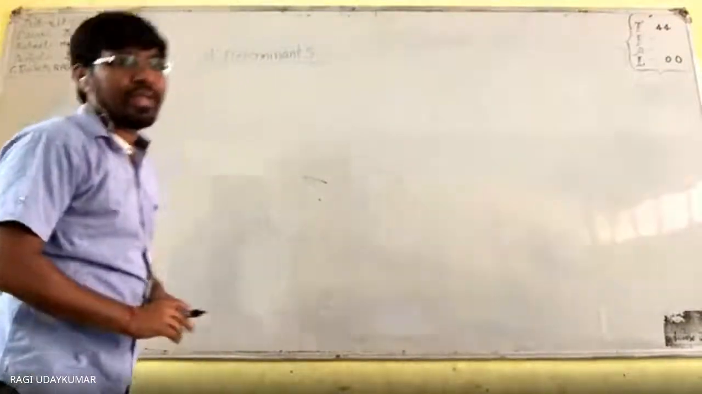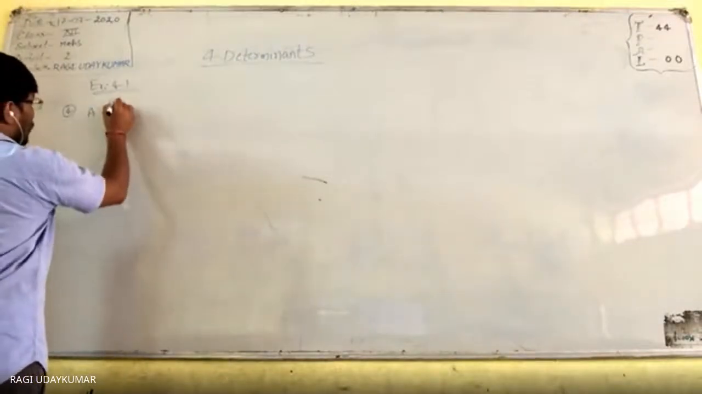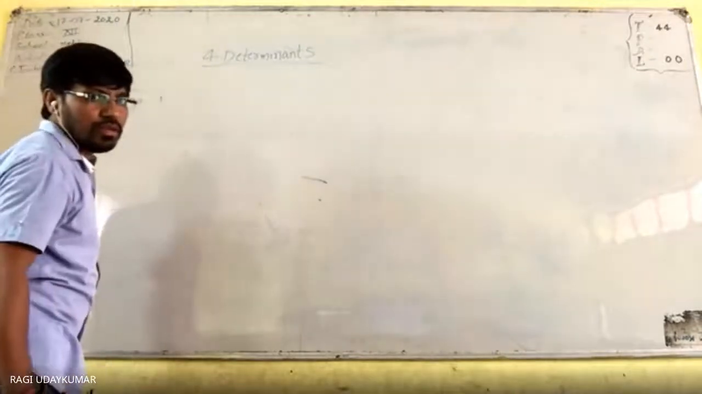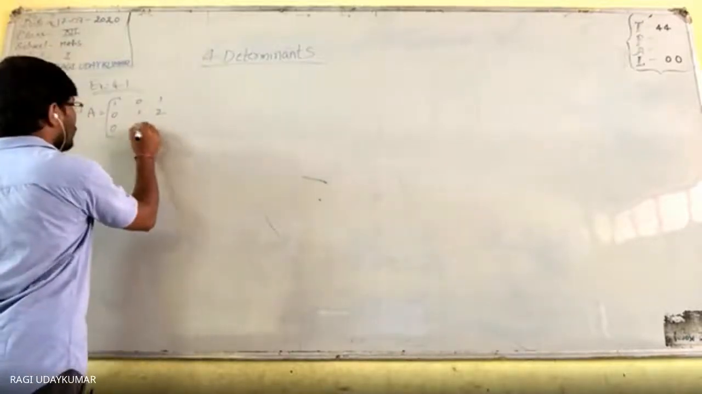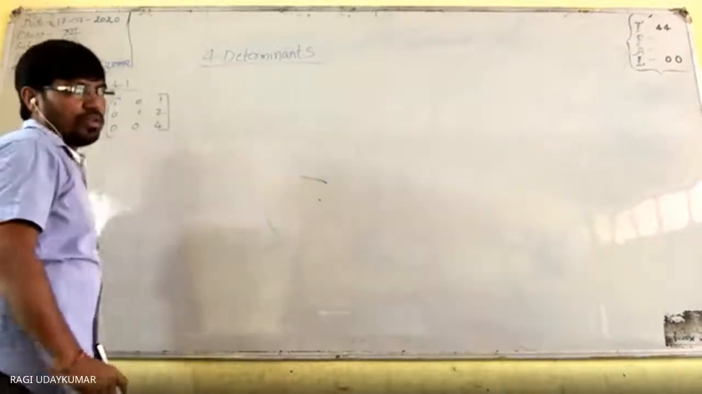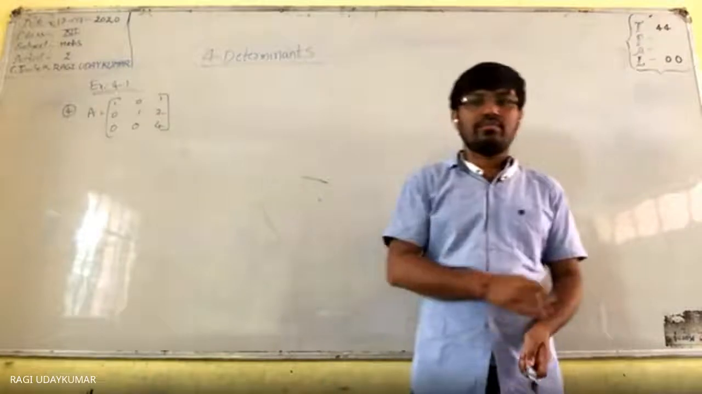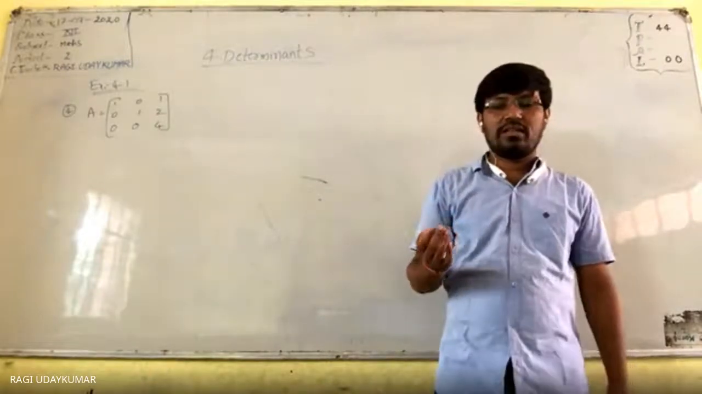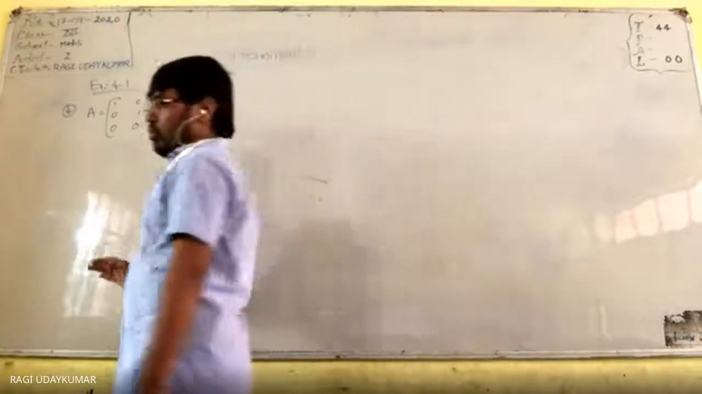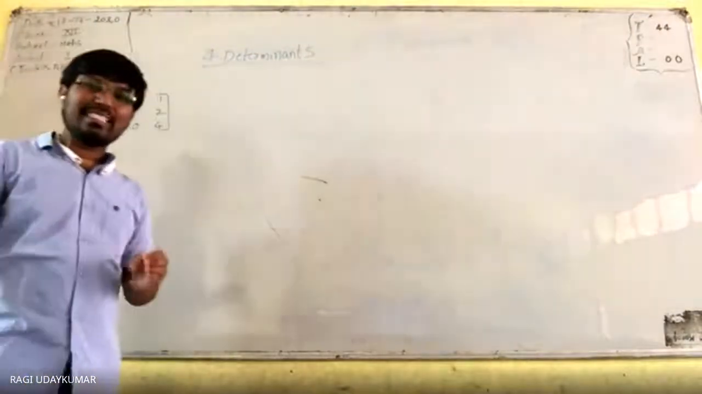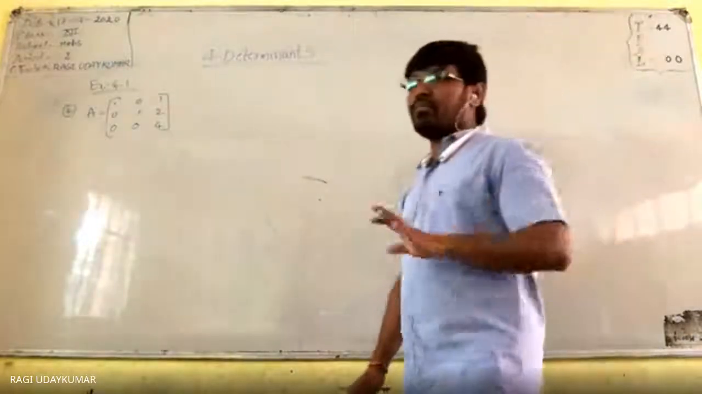So what is the question given to you? Fourth question. Matrix A is equals to 1, 0, 1, 0, 1, 2, 0, 0, 4. Usually the students will do the problem finding the determinant of this matrix means first row they will take always, but it is not necessary to take the first row. Do remember that the easiest way to find the determinant of the matrix is the row or a column which contains the maximum number of zeros.